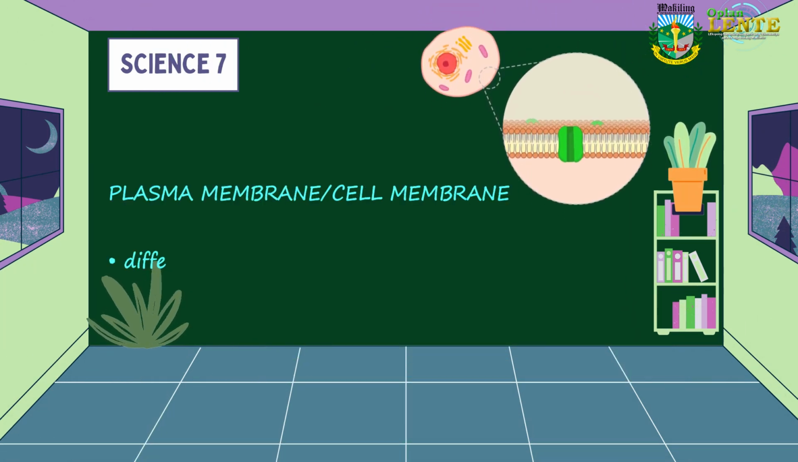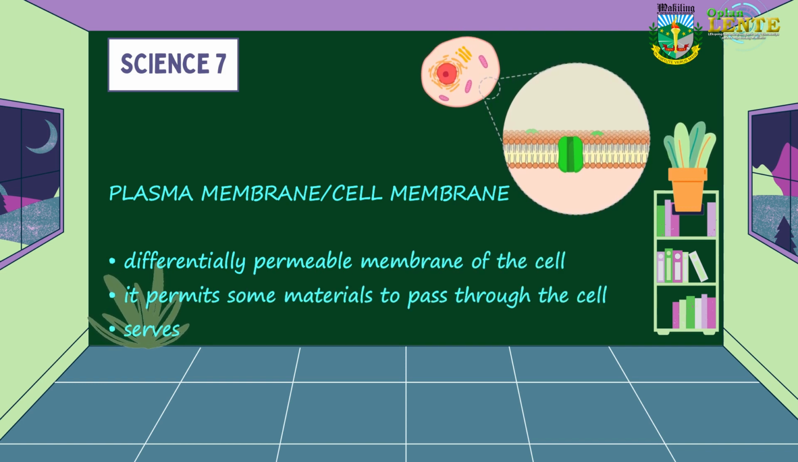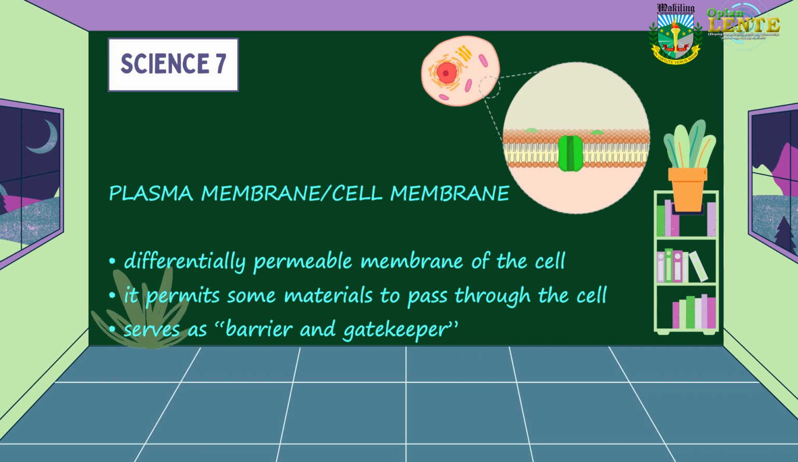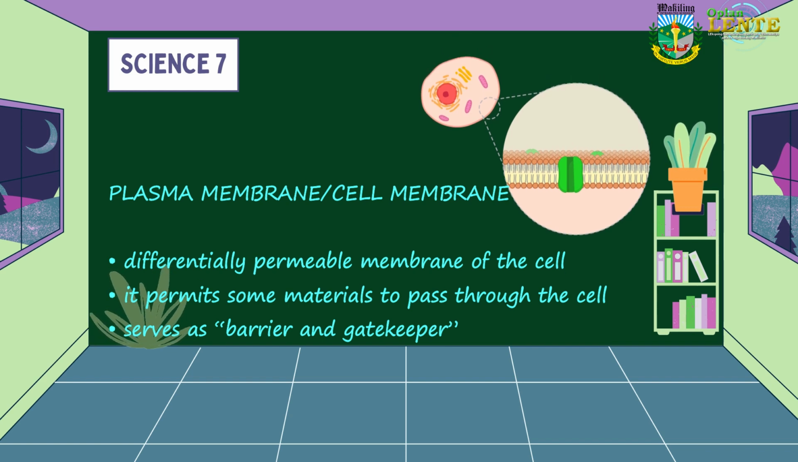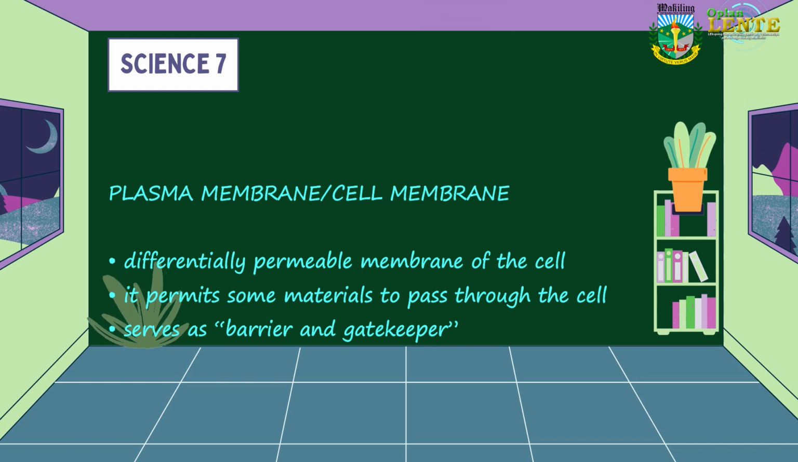The covering of our cell is the cell membrane or plasma membrane. It is a differentially permeable membrane. It is like the skin that encloses the cell parts from the outside environment. It allows the entry of materials inside the cell, and it is also where wastes exit. It serves as a barrier and gatekeeper of the cell.